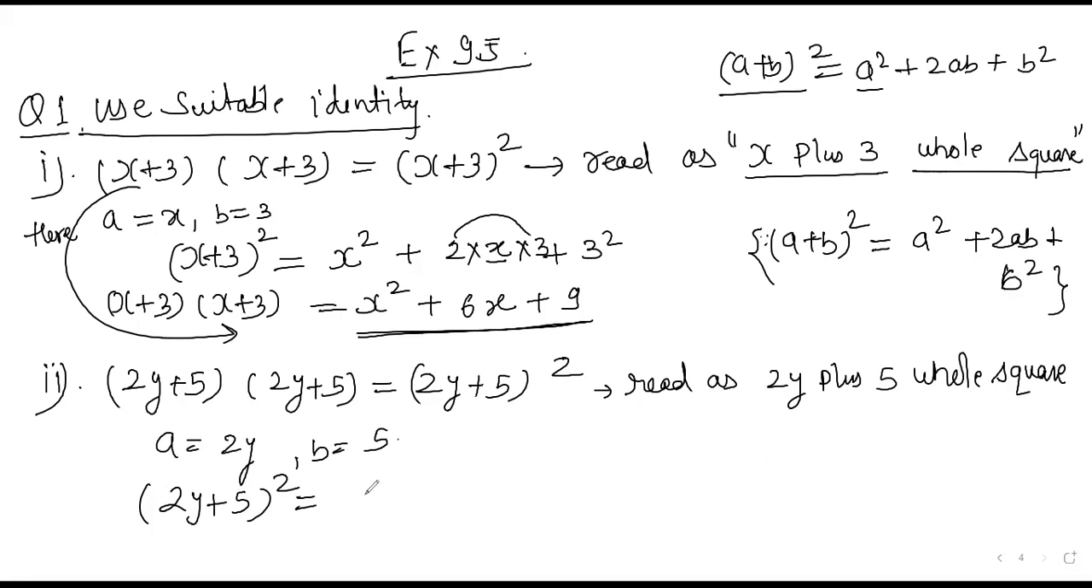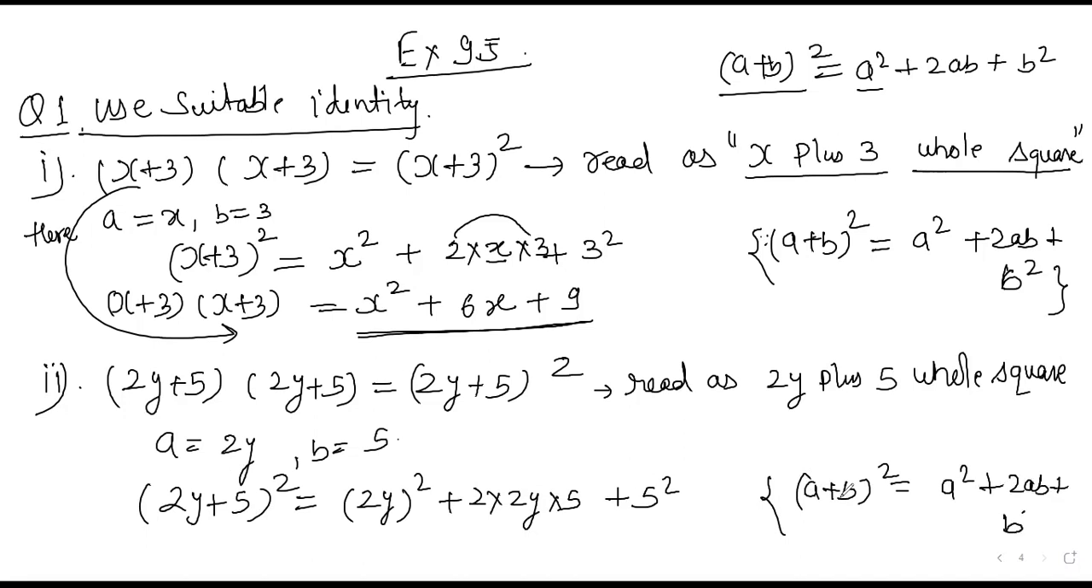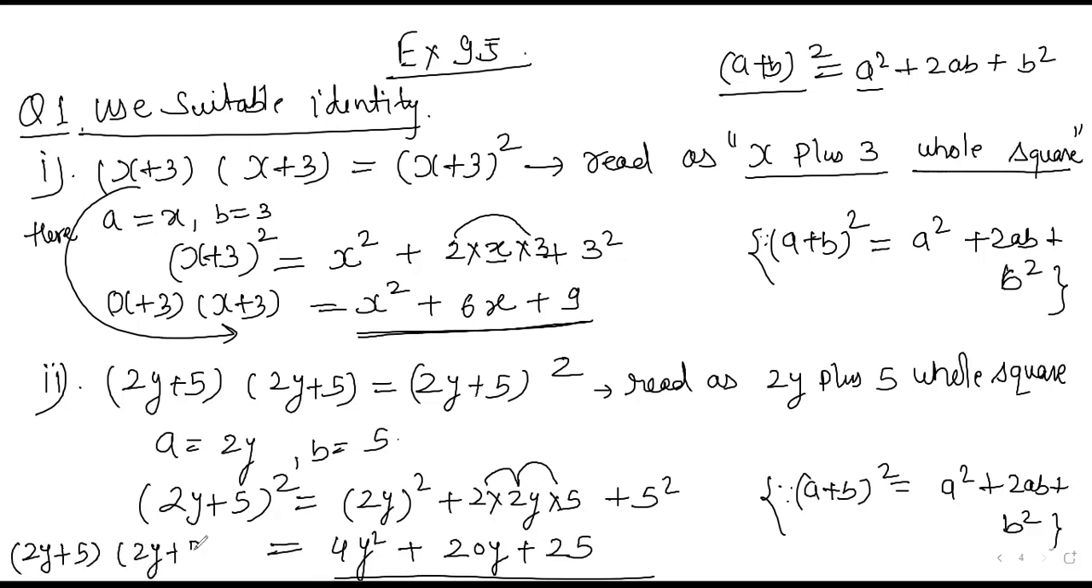And here now a square, that is 2y square. B square means 5 square, and 2 times a means 2y, b means 5, and you will write here a plus b whole square is equals to a square plus 2ab plus b square. Okay, because we know this. So now if you open 2y whole square, this will be the square of 2 as well as y. So 2 square is 4, y square is y square. 2 2s are 4, 4 5s are 20, 20y plus 25. Now this is the answer, or you can say this is the product of 2y plus 5 and 2y plus 5, right? So this way you will solve these types of questions.